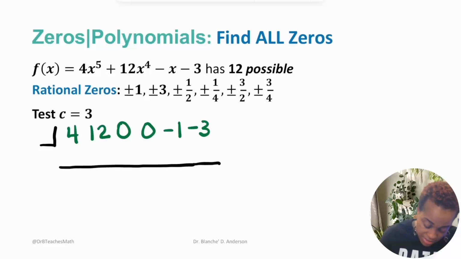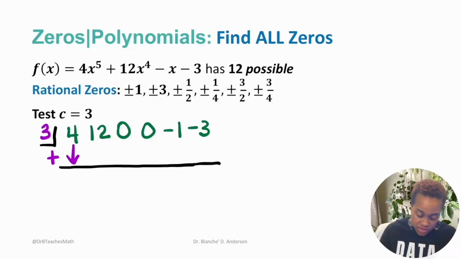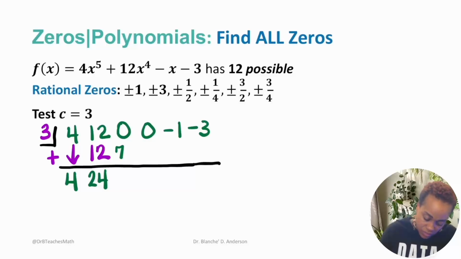Again, my desire for you is not to have to go through this every single time. But when you get really, really good at seeing the numbers, they'll stand out to you, I promise. Okay, let's keep going. 4 times 3, that's going to be 12, correct? 12 plus 12, that's 24. 24 times 3, get your calculator. 72, okay. 0 plus 72 is 72. And then 72 times 3, that's going to give us 216.